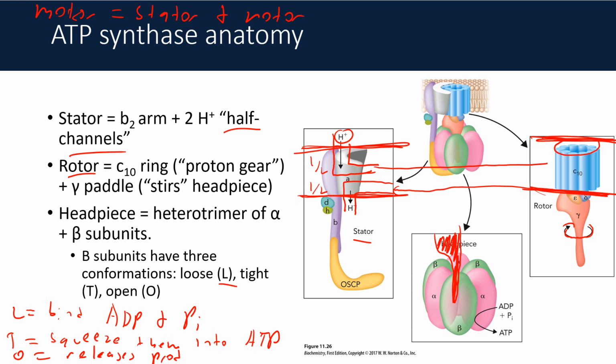So this is pretty cool. What we're essentially doing here is converting potential energy in the form of an electrochemical gradient into mechanical energy, as seen with the rotation of C10 and the associated gamma paddle. And that gamma paddle's mechanical energy is being transferred and converted into chemical energy, catalysis, formation of ATP.